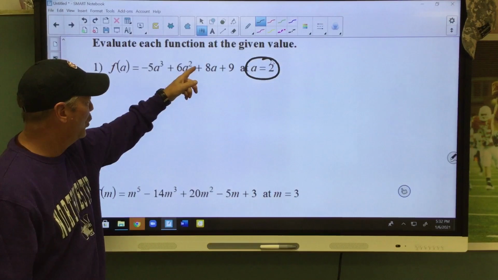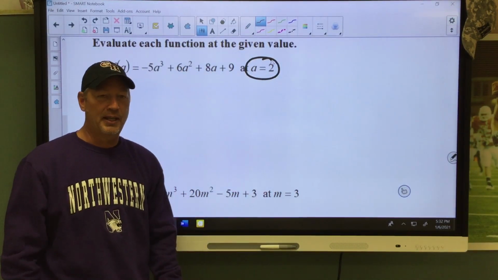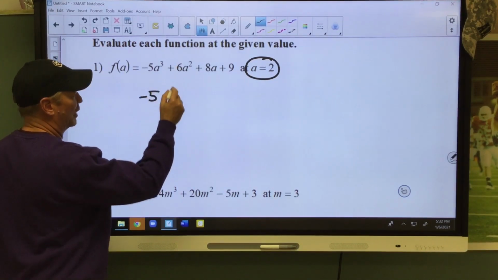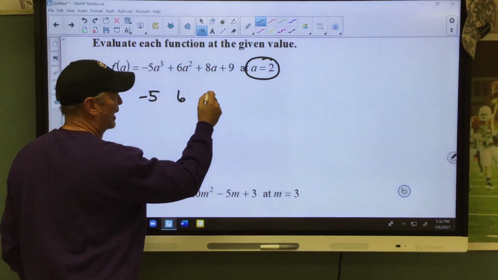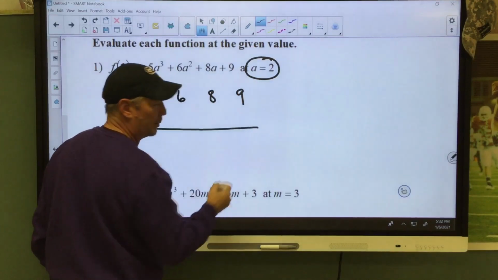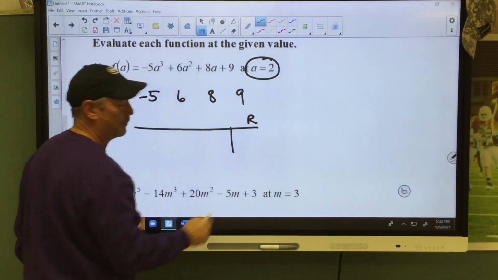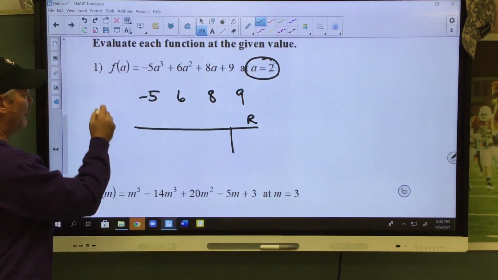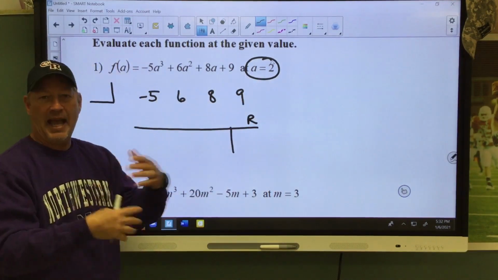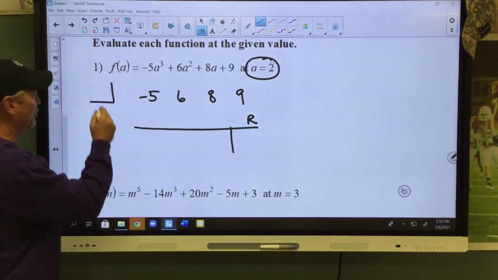That's the only difference. Look what we got. 3, 2, 1. We're in good shape. We're going to list the coefficients again. So we're going to say negative 5. We're going to say 6. We're going to say 8. We're going to say 9. We're going to put our bar. This is our remainder column. We've already figured out what number to put in the bracket. They told us. We don't have to add or subtract. A is already by itself, so we're going to use the number 2.